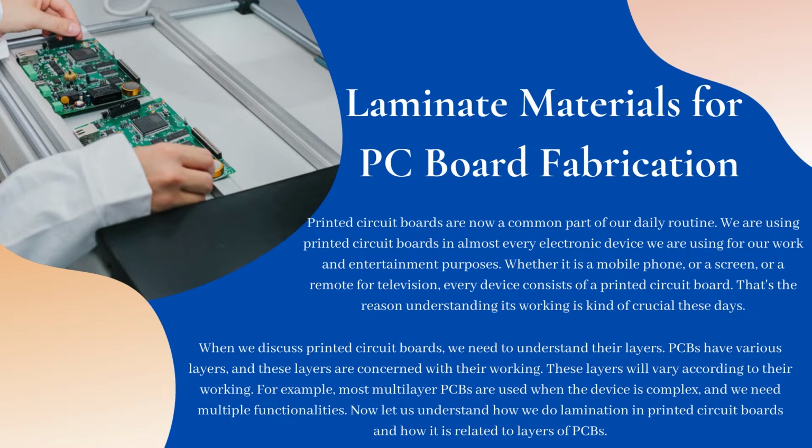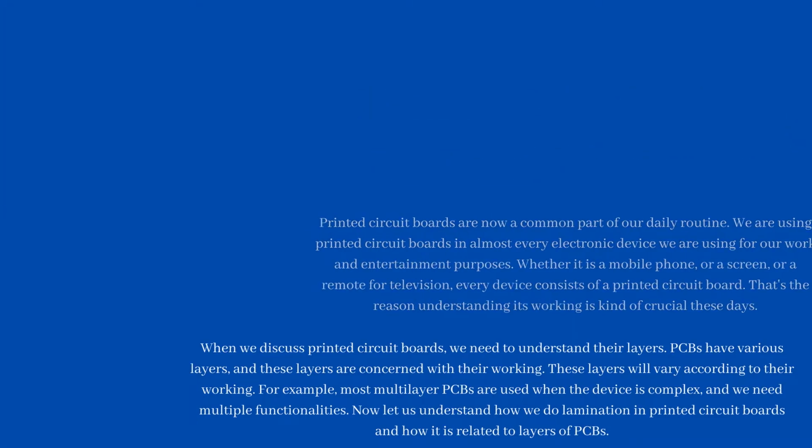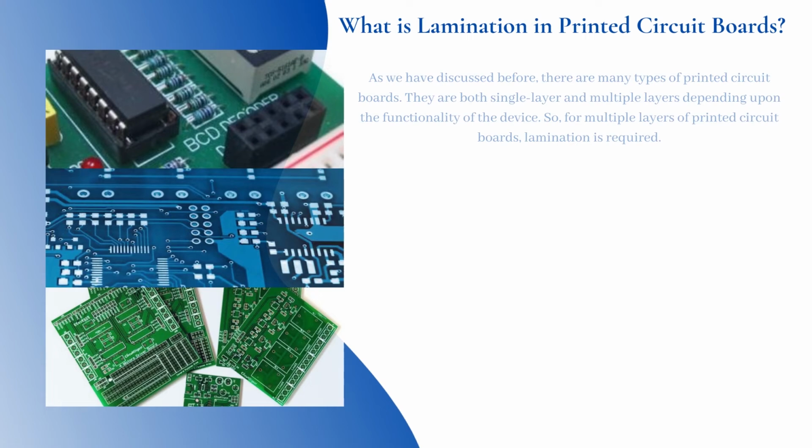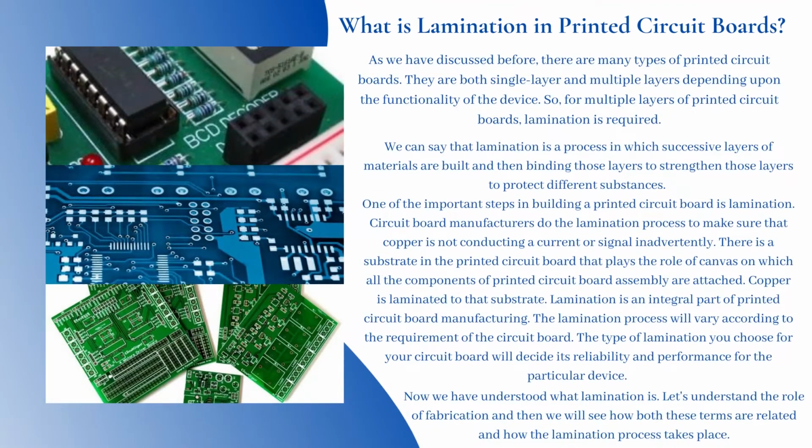Now let us understand how we do lamination in printed circuit boards and how it is related to layers of PCBs. What is lamination in printed circuit boards? As we have discussed before, there are many types of printed circuit boards. They are both single layer and multiple layers depending upon the functionality of the device. So, for multiple layers of printed circuit boards, lamination is required. We can say that lamination is a process in which successive layers of materials are built and then bound together to strengthen those layers and to protect different substances.